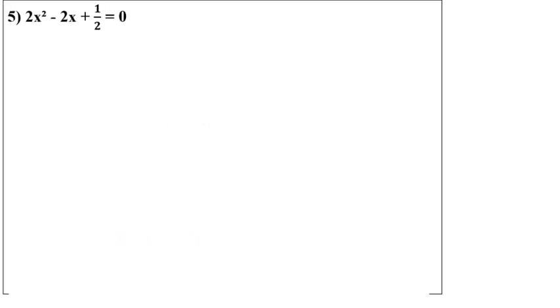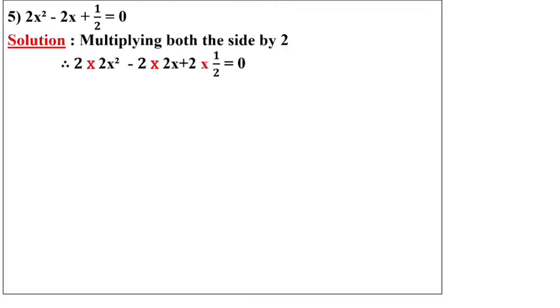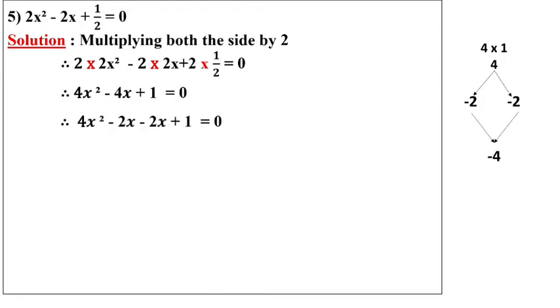Now the next sum is the fifth one, 2x square minus 2x plus 1 upon 2 equal to 0. The denominator is 2, so multiplying both sides by 2, we get 2 2s are 4x square, 2 2s are 4x plus 2 to cut, so we get plus 1 equal to 0. In the first term the coefficient is 4, in the third term the coefficient is 1. 4 1s are 4. But we need minus 4 in the middle term. So minus 2 into minus 2. 2 2s are 4, minus minus plus, so 2 to 4. We'll substitute this value, we'll remove the common term 2x.